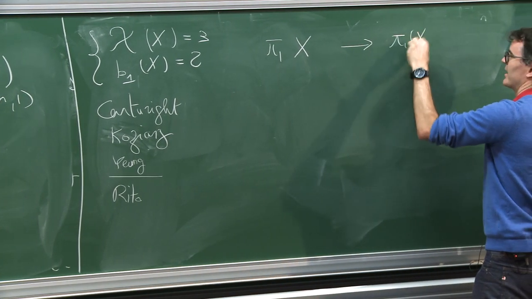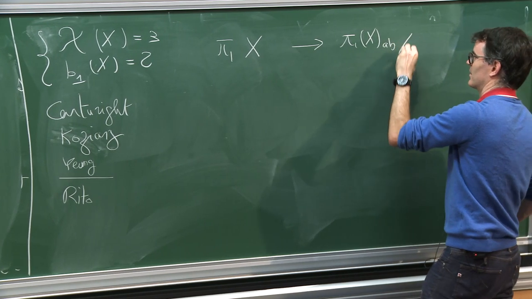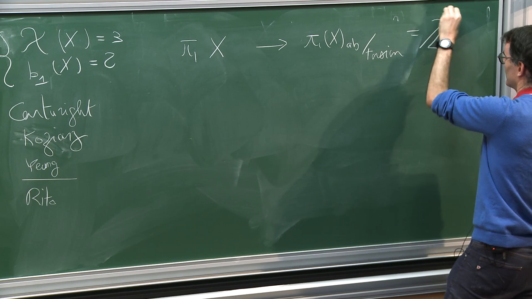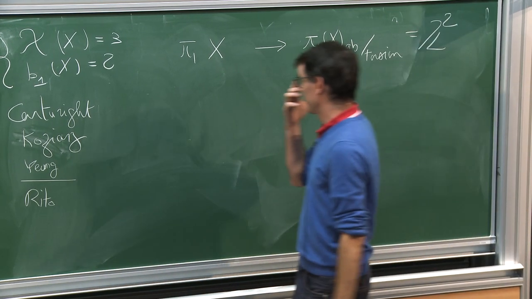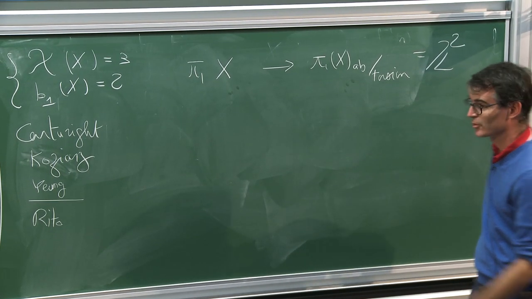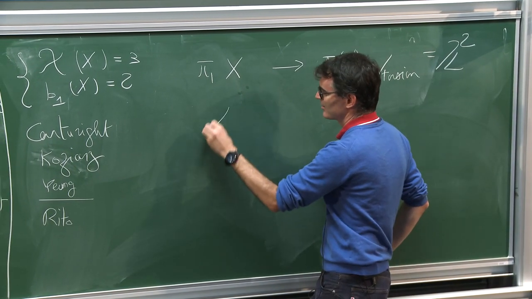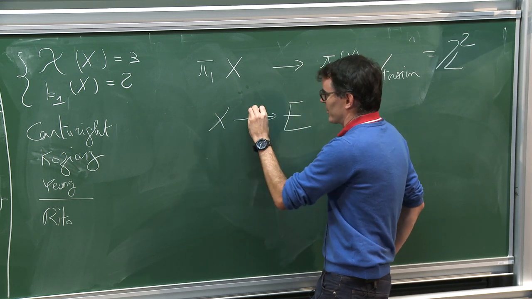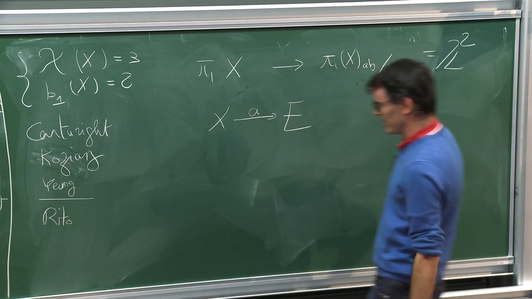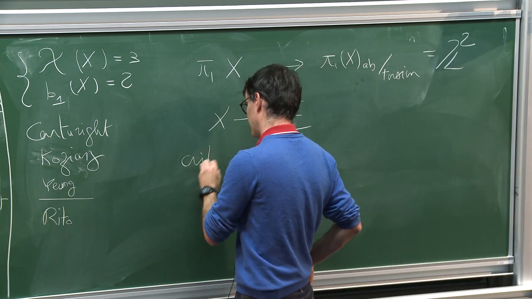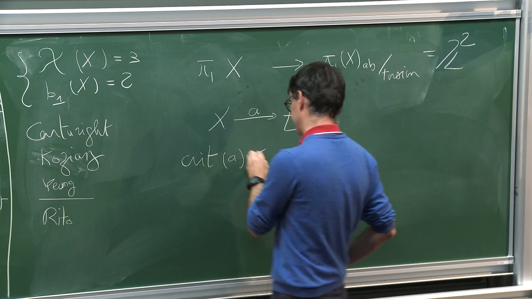Its abelianization modulo torsion is isomorphic to Z^2 because the Betti number is equal to 2. And for any compact Kähler manifold, this map from π1 of X to the abelianization modulo torsion, you can realize it by a holomorphic map to a complex torus. So here, the complex torus will be an elliptic curve. And what they proved is that the critical set of A is finite.